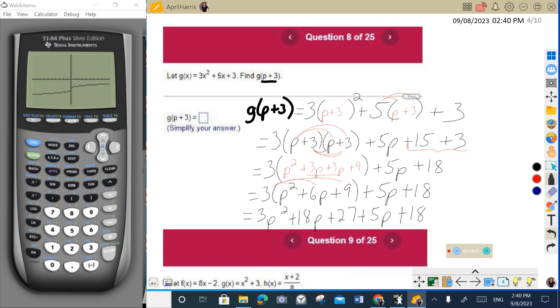This is an algebra workout, okay? And then you still got like terms. So nobody is like 3p squared, so you're just going to rewrite it. 18p is like 5p. That's going to be 23p. So plus 23p. And then 27 plus 18. What's that, 45? I think. Yep. So there's my answer. That is a longer problem. So everywhere there's an x, you put parentheses, you plug it in, and then you really got to watch your algebra steps in the middle.